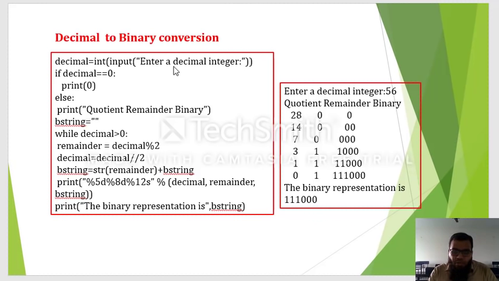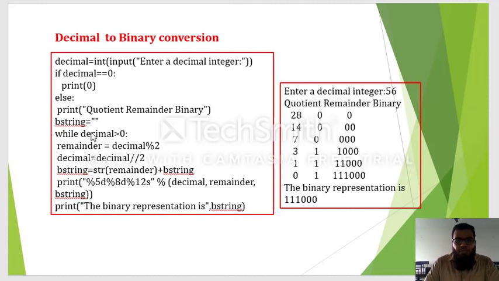Suppose you are giving 79. That 79 you have to convert into an integer, so we need to write the int function in front of it. Your integer value will be stored in decimal. Now, if the decimal value you are entering is equal to 0, then you have to print 0. Otherwise, else, we need to follow some procedure.